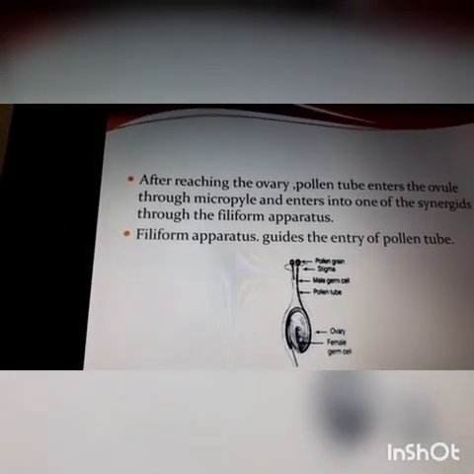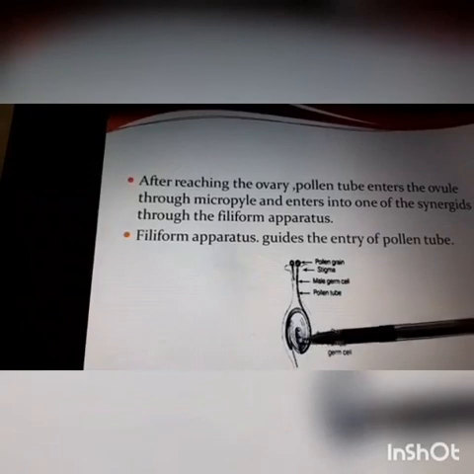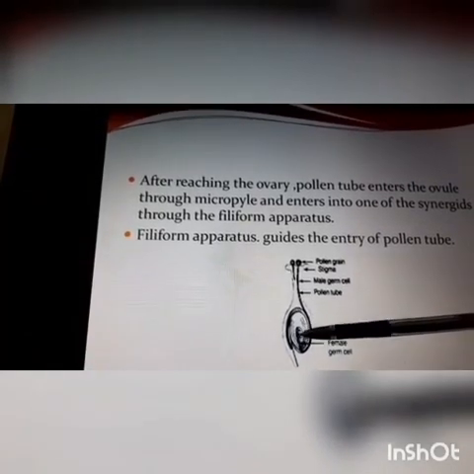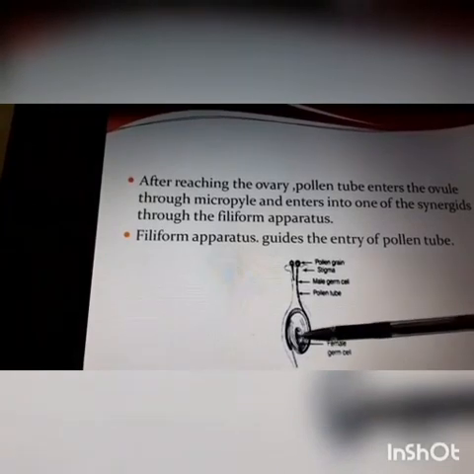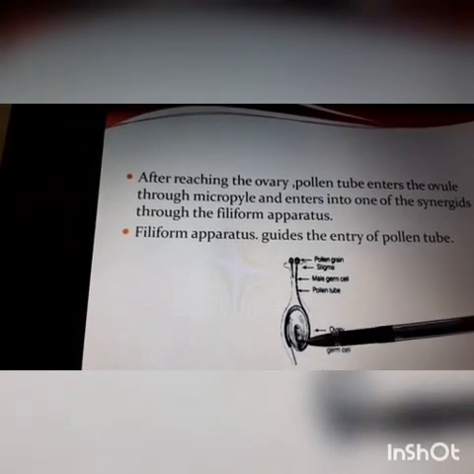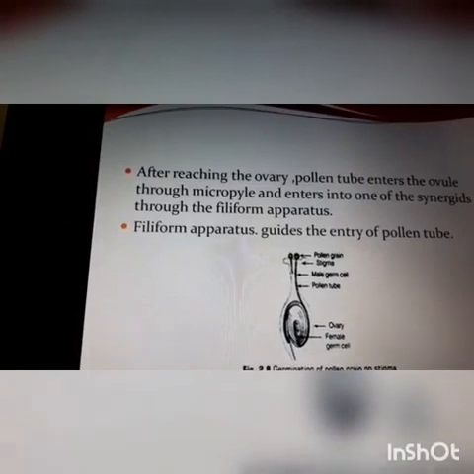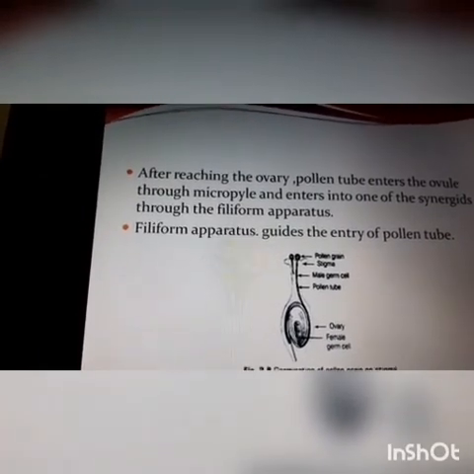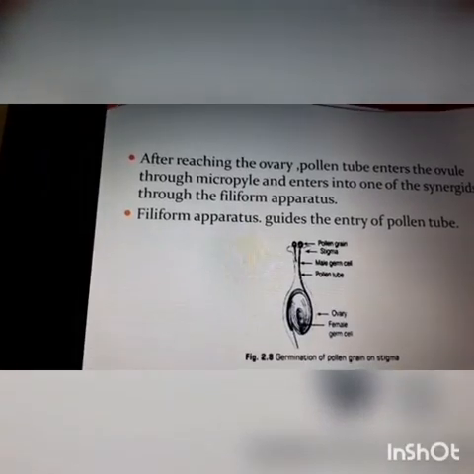What is the filiform apparatus? It is a chemical substance present inside the synergid. This filiform apparatus gates the entry of the pollen tube. It is capable of checking the species specificity of the male gamete. Clear? That is pollen pistil interaction.